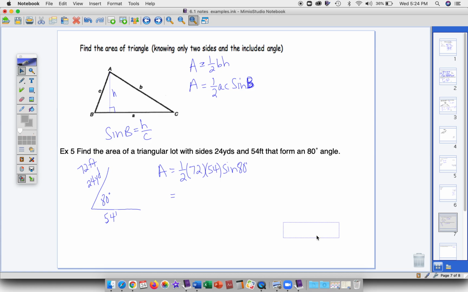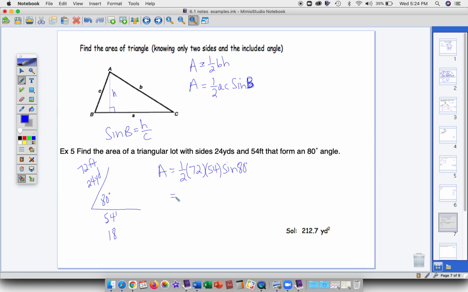And when we calculate that, oh, I picked the wrong one. Oh well, that's okay. If you converted the feet to yards, then we're dividing by 3, so this would be 18 yards. That's one way to do it. Or you could convert, let's see, if I have 36 times 54 sine of 80.